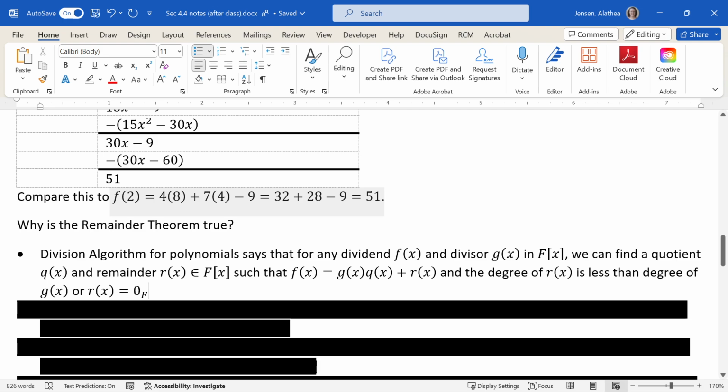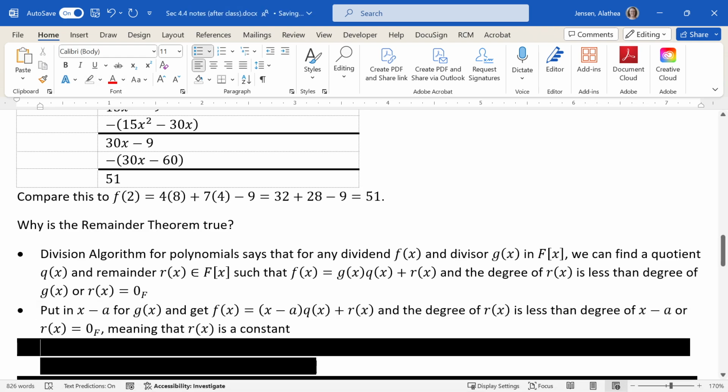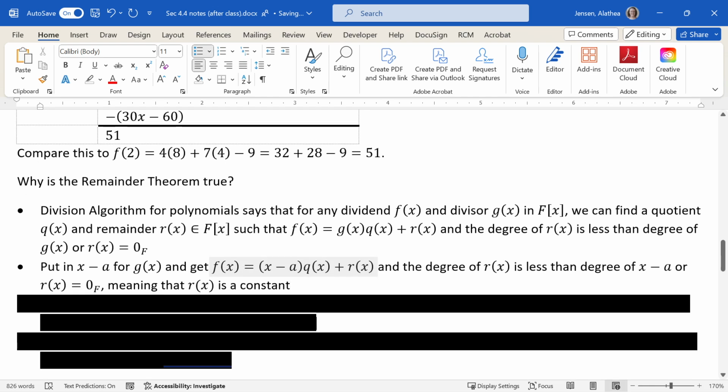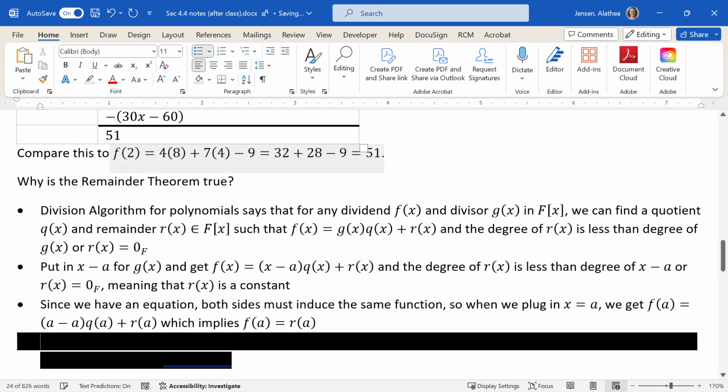So just looking at the division algorithm, hopefully you can agree that if we put in a linear divisor for g of x, the degree of r of x is going to have to be less than 1. So it would have to be degree 0, or r of x has to be the zero polynomial. Either way, that means that r of x has to be a constant. It's either 0 or it's some other constant.